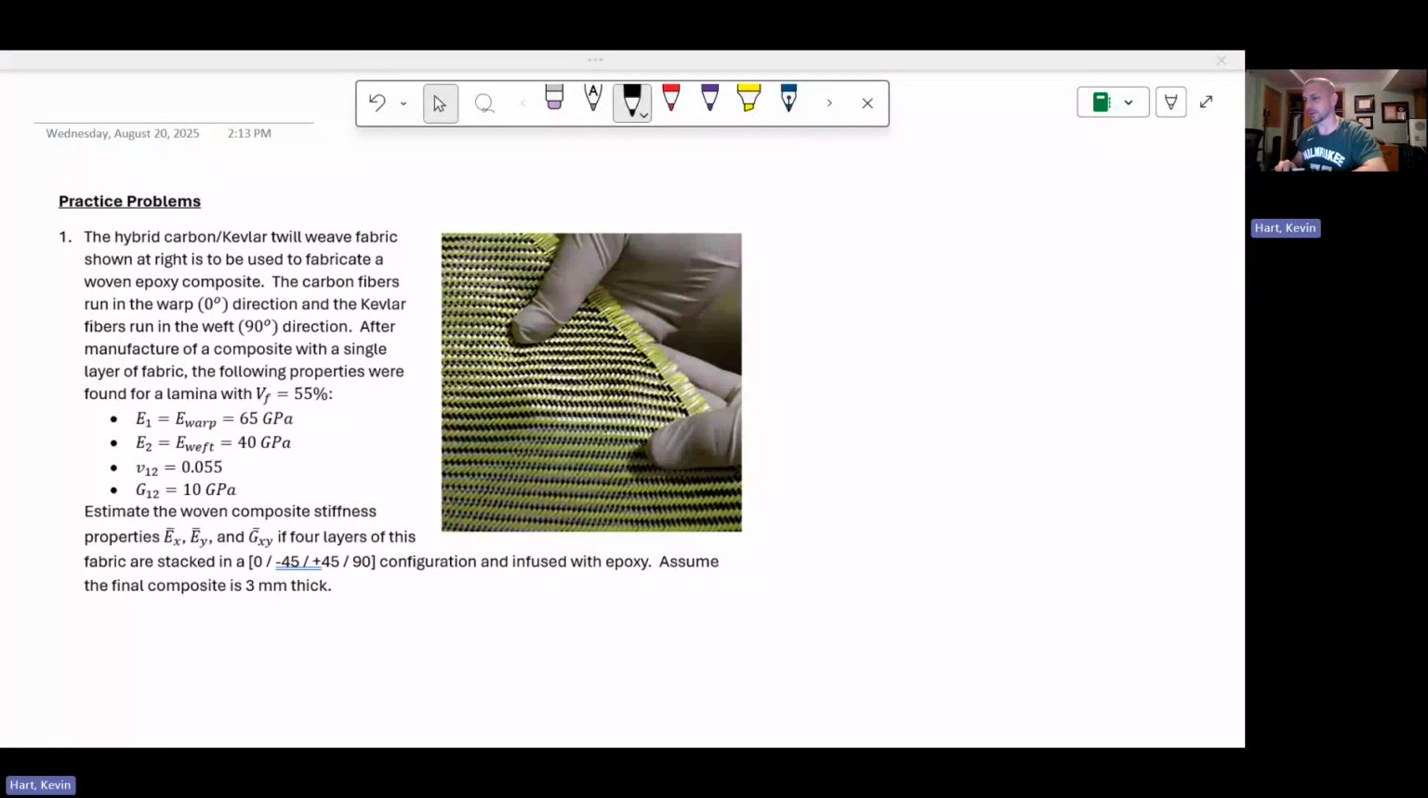All right. So I got the practice problem keyed up. This is week 6 study guide problems number 1 and 2. So here we go.